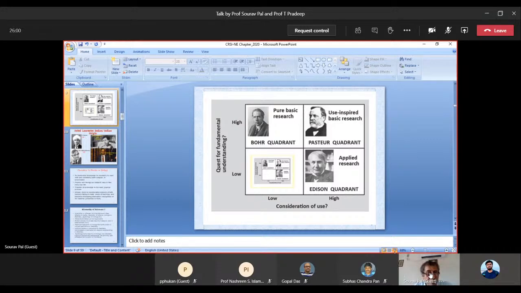Is this seen now? Has the slide changed or no? Yes, sir. It is fine.